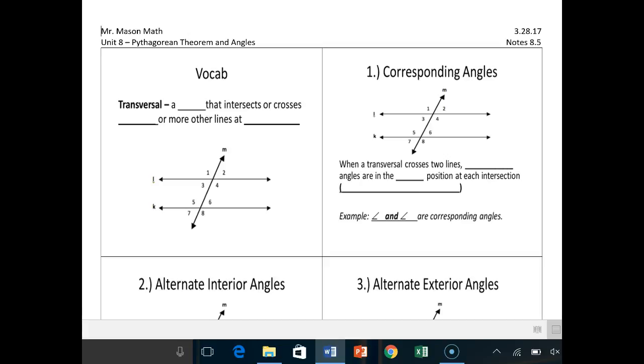So today we're going to go over this crazy diagram called transversals and try and pick up on the pattern that develops from this diagram. So we got a ton of vocab, and the vocab is going to be super important in trying to help you find the answer.